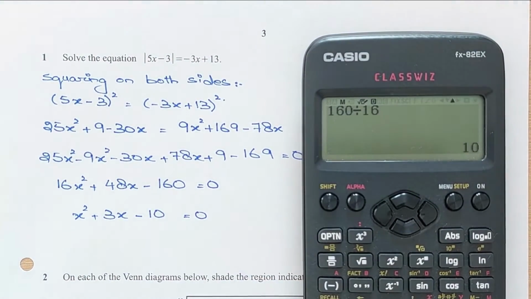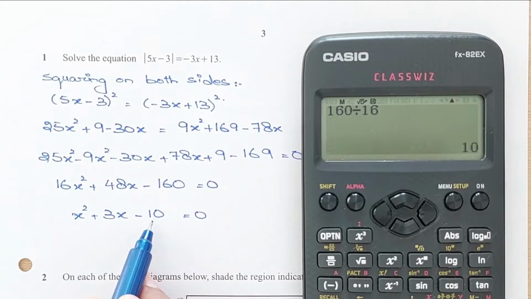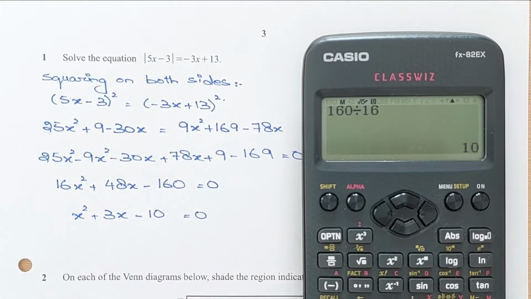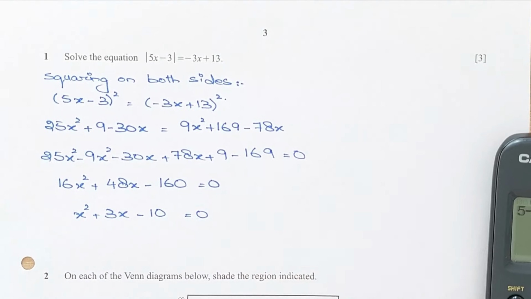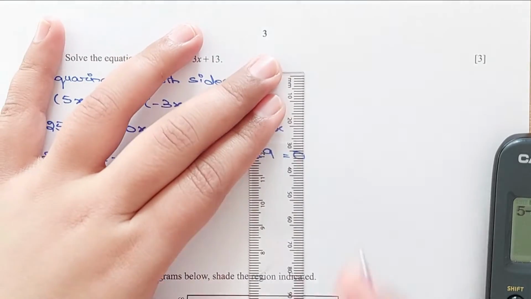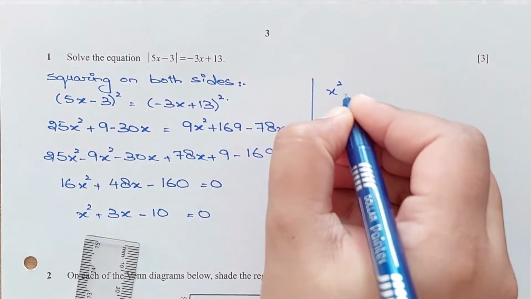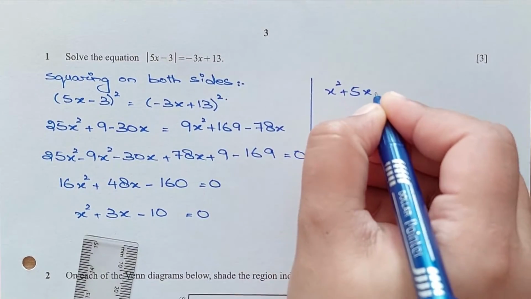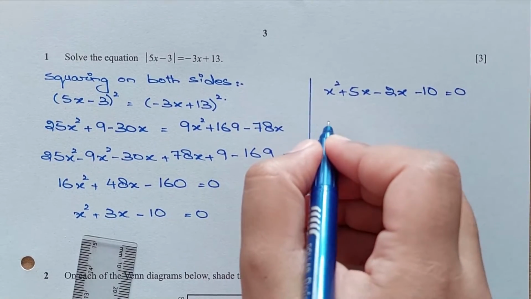Now let me factorize this. This is a quadratic equation, so the factors of 10 are 1 times 10, 2 times 5. We can say 2 times 5 is 10, and 5 minus 2 is 3. Alright, so we can say we have x square plus 5x minus 2x minus 10 equals 0.